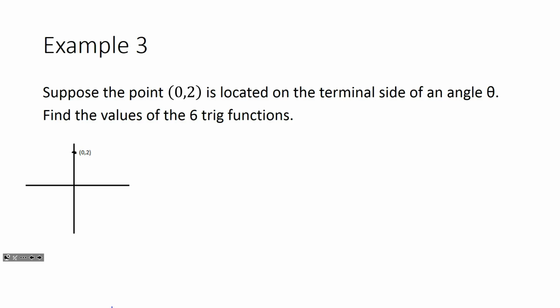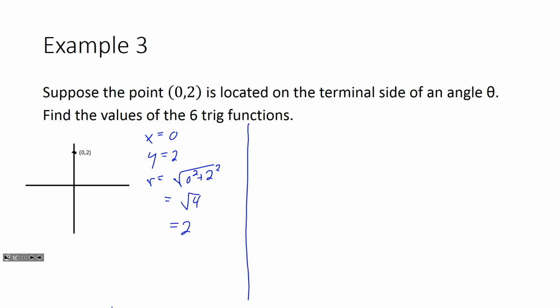Suppose we look at the point 0,2, which of course is located on the terminal side of the angle theta. Well, in that case, x equals 0, y equals 2, r will equal the square root of 0 squared plus 2 squared, which equals the square root of 4, so r is equal to 2. Alright, let's use these definitions.